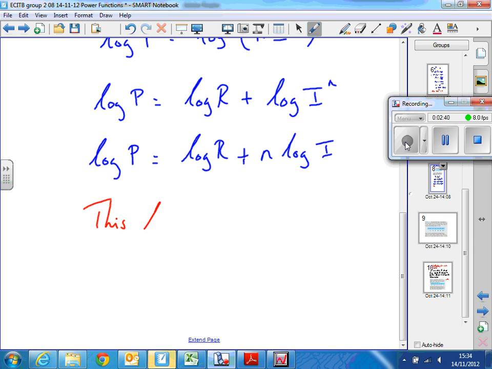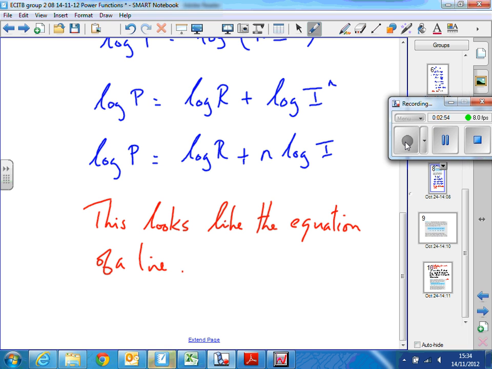This looks like the equation of a line. Y equals mx plus c. So I want to talk a little bit about the equation of the line, remind you of that, because it's something that you will have done before. So we'll just revise that, and then we'll see how it relates to this.